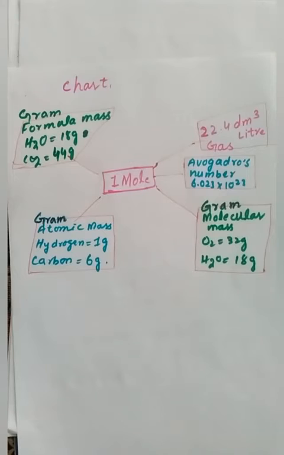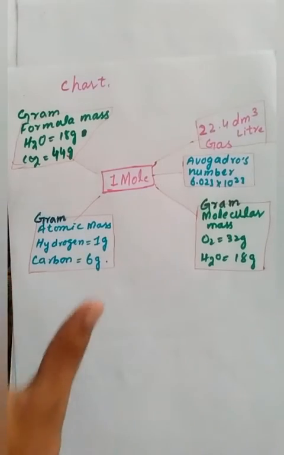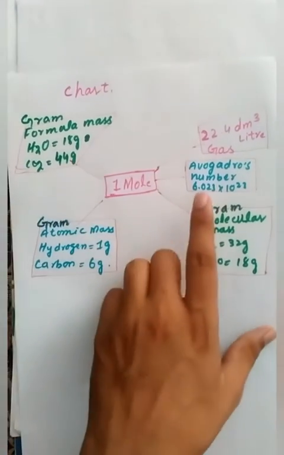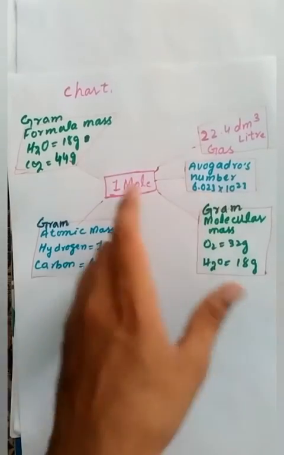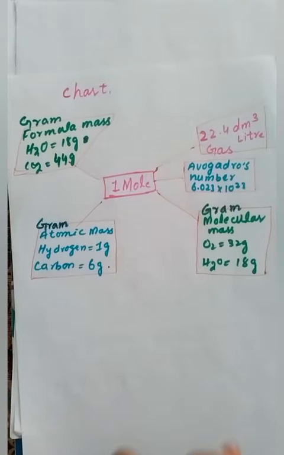So 1 mole is the gram molecular mass, 1 mole is the gram atomic mass, 1 mole is the gram molar mass, 1 mole is equal to Avogadro's number of particles, and 1 mole is equal to 22.4 dm^3 or liters of a gas.